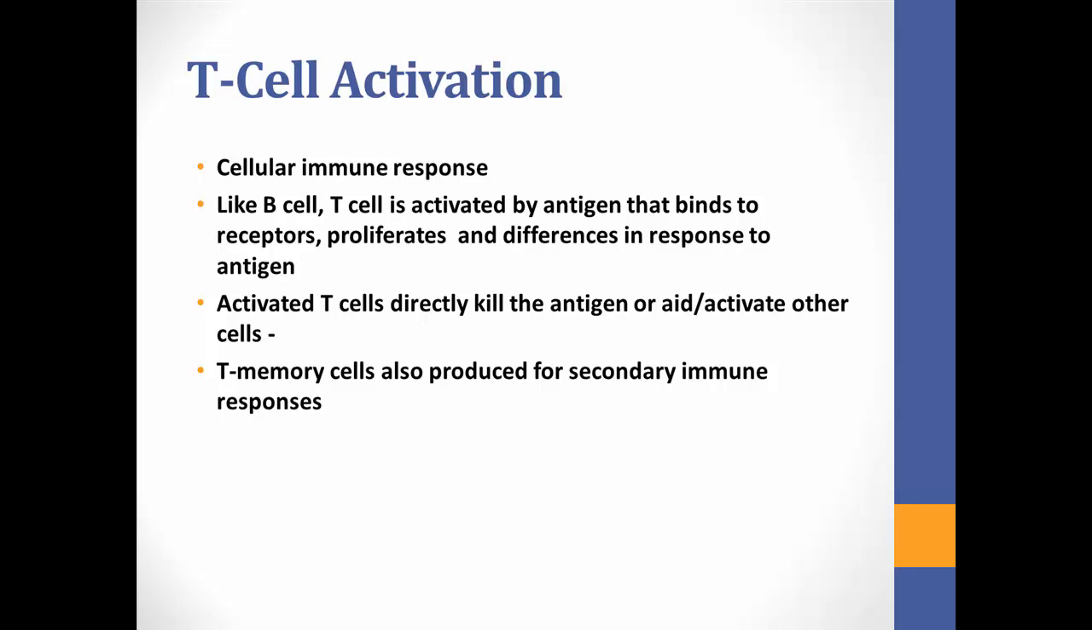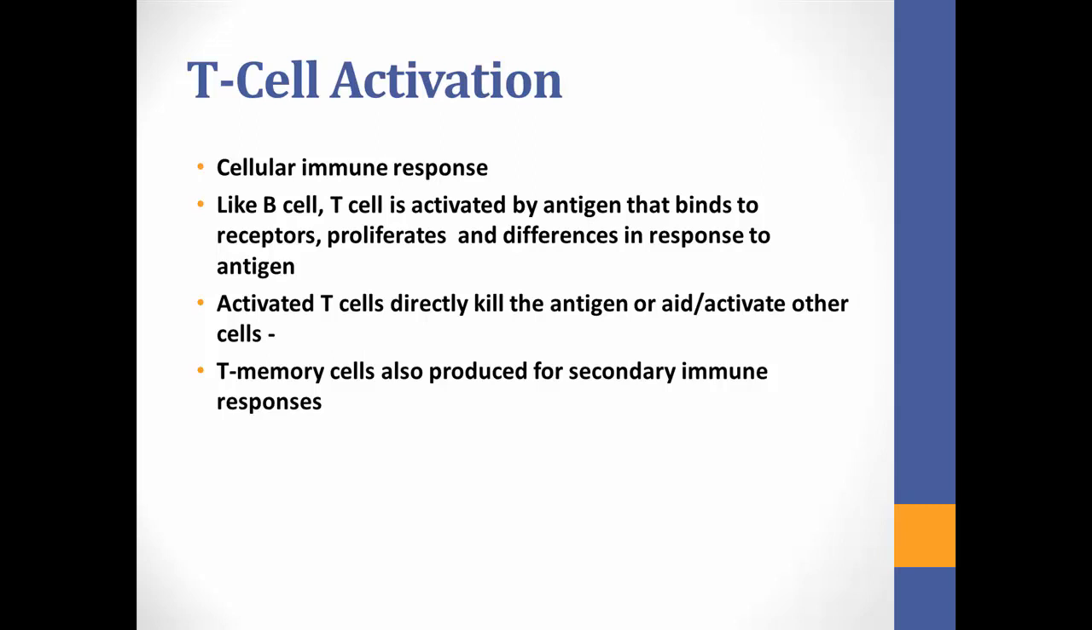T cell activation is part of our cellular immune response. Like the B cells, the T cells are activated by antigen that binds to receptors, proliferates, and differentiates in response to the antigen. Now, activated T cells, remember, they don't produce antibody. However, activated T cells either kill the antigen directly, or they function as T helper cells to aid and activate those other cells that we talked about.